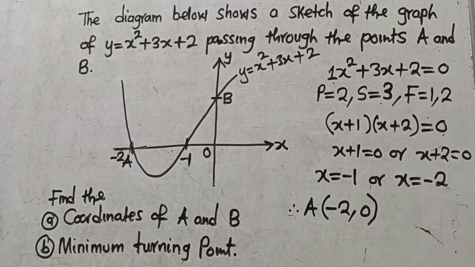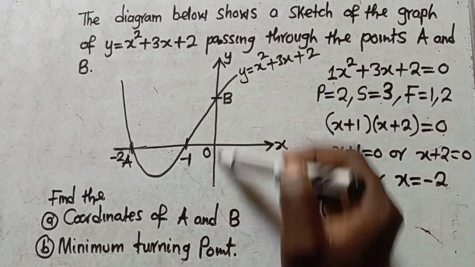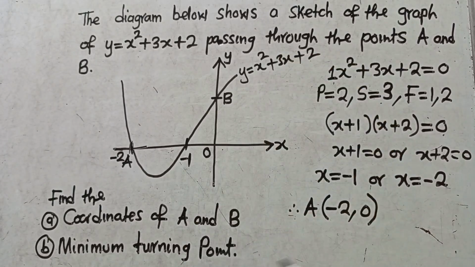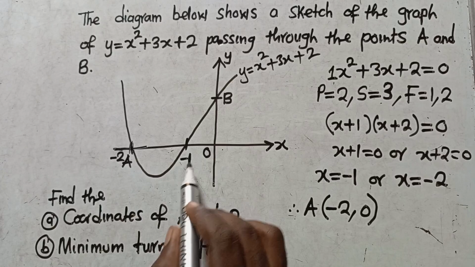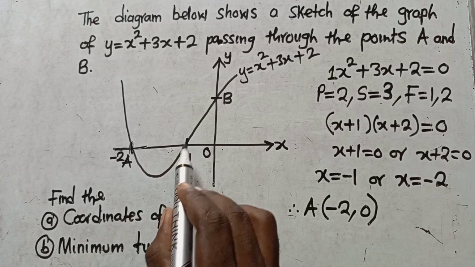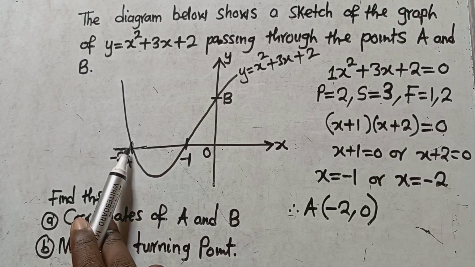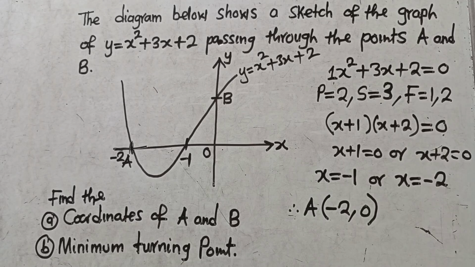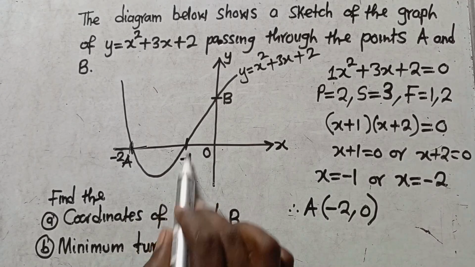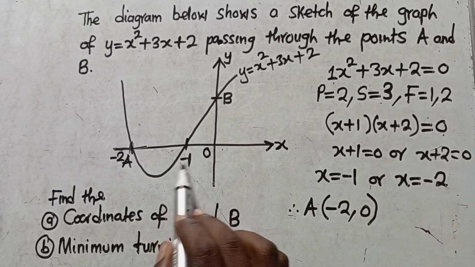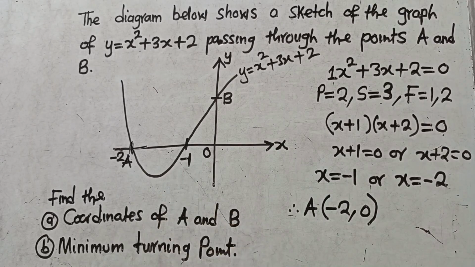How then can you find the coordinate for B? Why have I picked only this one? Because they haven't told me to find the coordinate that is there. So I just forget about that. My interest is A, so that is -2 here. But if I was asked to find the coordinate that could be here, this is -1, 0. But I'm not asked to find that one. So you answer the question according to what you are asked.